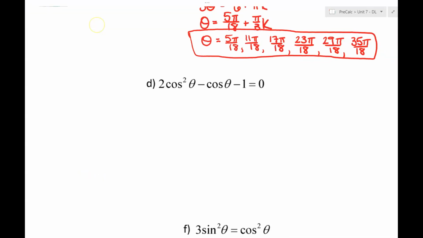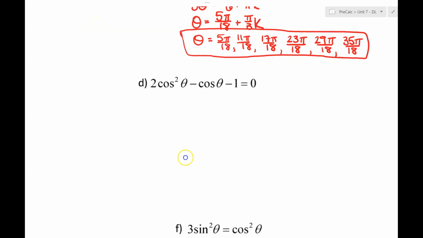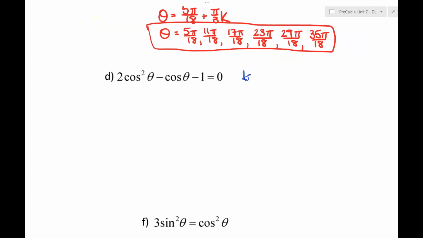Okay, last but not least, I do like this one. What does it look like? Yeah, it looks like a quadratic. I'm going to say let x equal cosine of theta. This is called u substitution. We're actually using x instead of u. And we're going to say 2x squared minus x minus 1. We're allowed to do this because I set x to be cosine of theta. And the reason I did that is so I could easily solve.